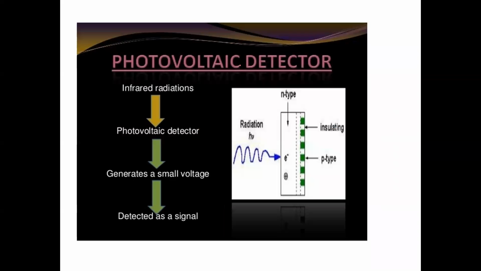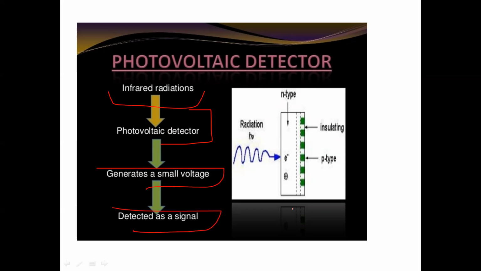Okay, so the next one is the photovoltaic detector. You can see infrared radiation, the photovoltaic detector generates a small voltage, detected as a signal. So lastly, you can see the signal will appear.